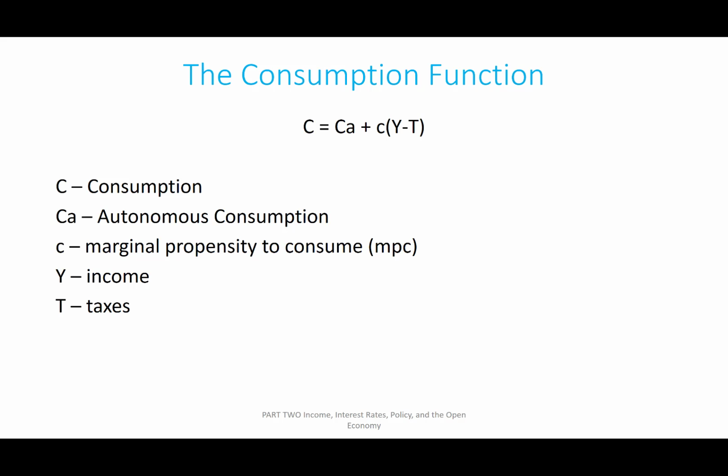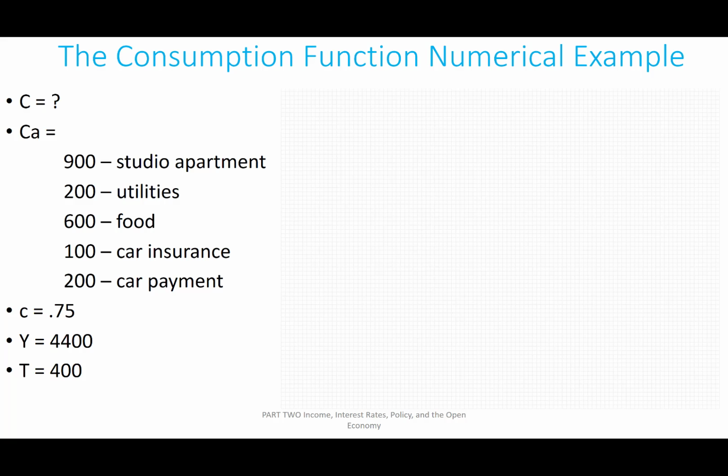The consumption function. C is equal to CA plus c, open parentheses, Y minus T, close parentheses. C stands for consumption. CA is autonomous consumption. Lowercase c is the marginal propensity to consume. Y stands for income, and T stands for taxes. The consumption function, a numerical example.